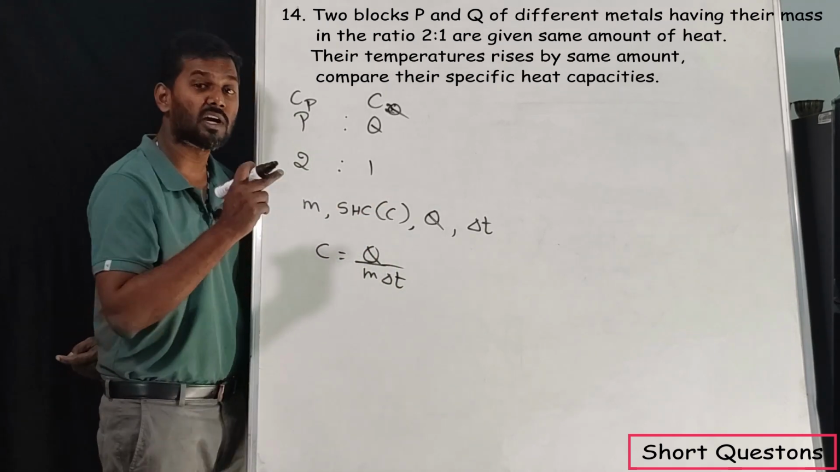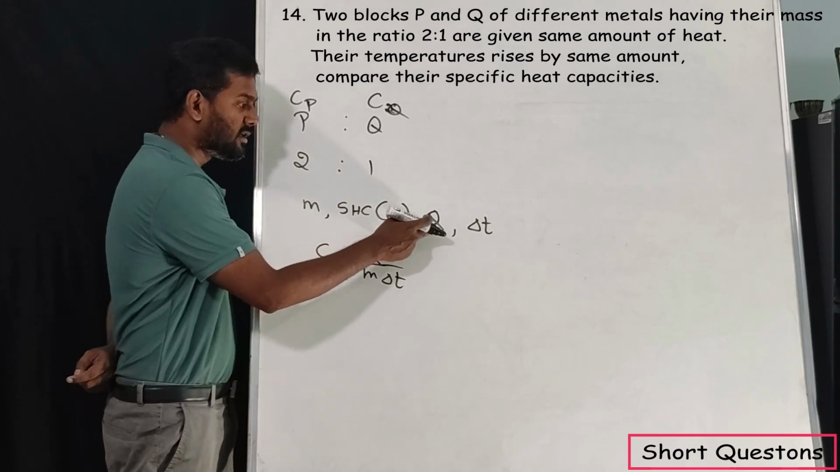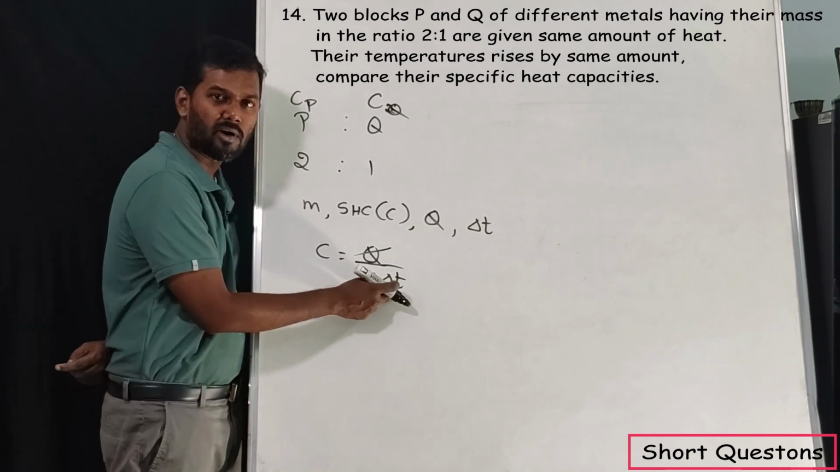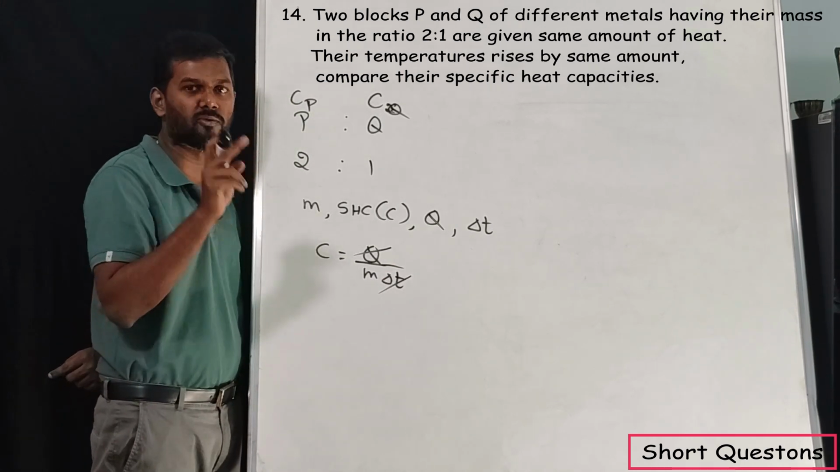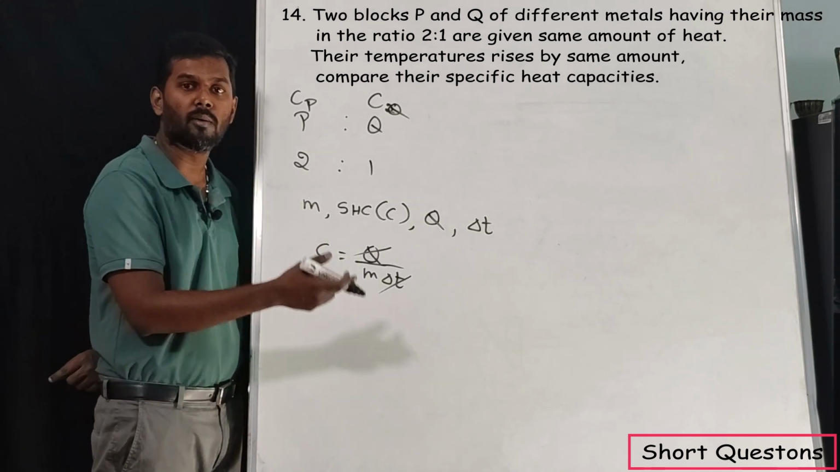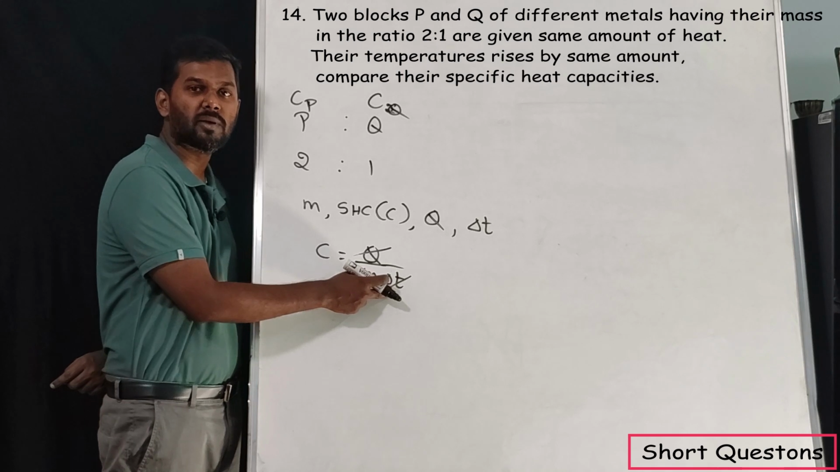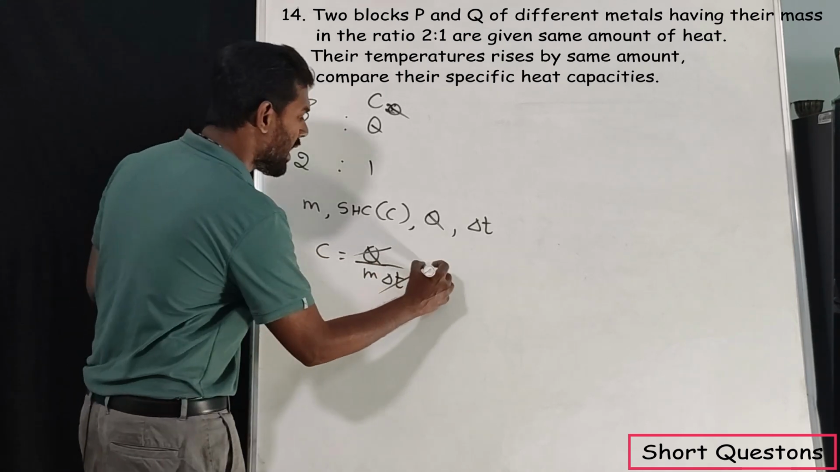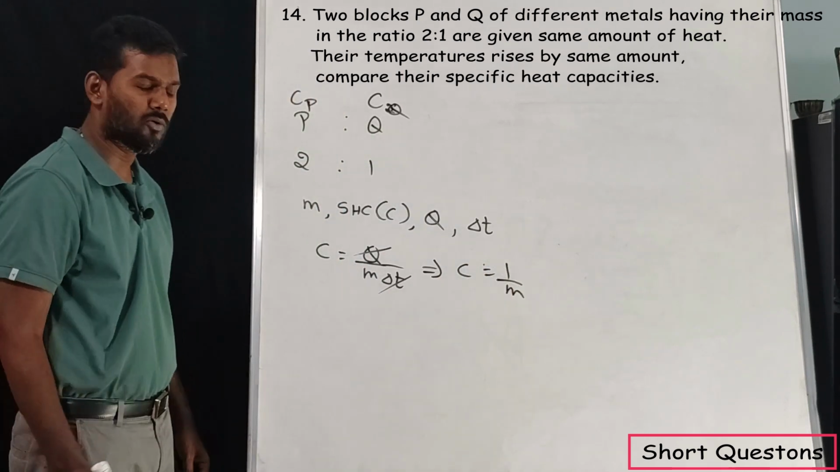So in this question, which are constant? The same amount of heat energy is given, so we can cancel that. The same rise in temperature, we can cancel it. In the formula, you have to see the question first. Whichever has the same quantity, heat energy supplied is the same and rise in temperature is also the same, so we can cancel it from the formula. So we remain with C is equal to 1 by M.